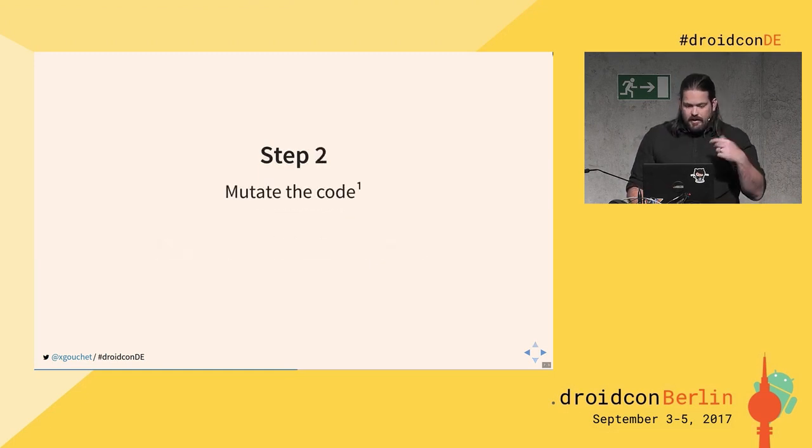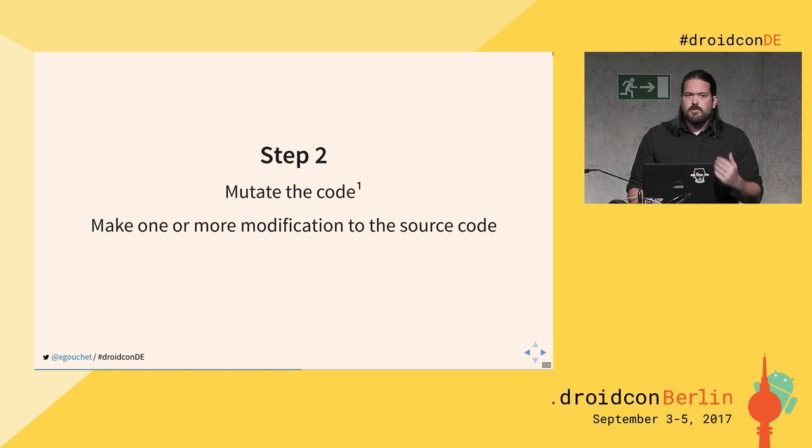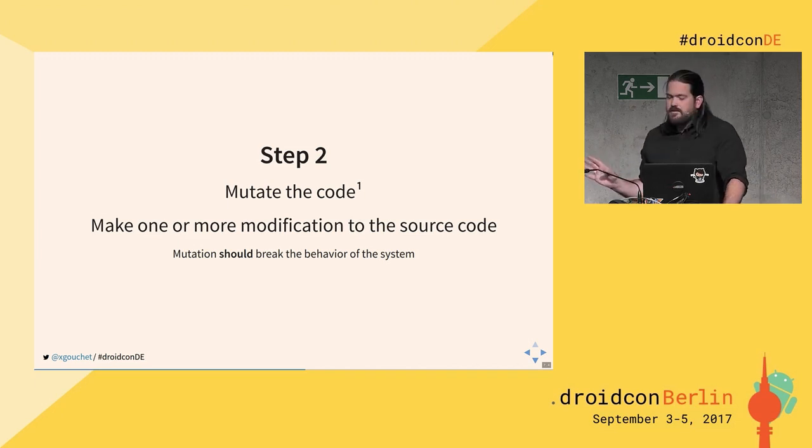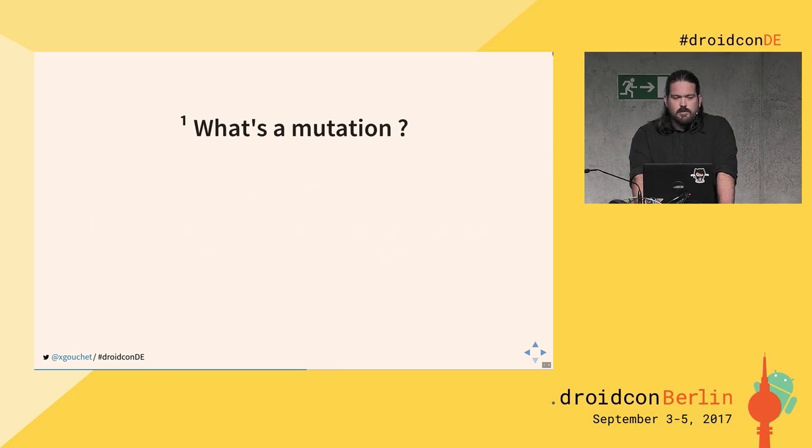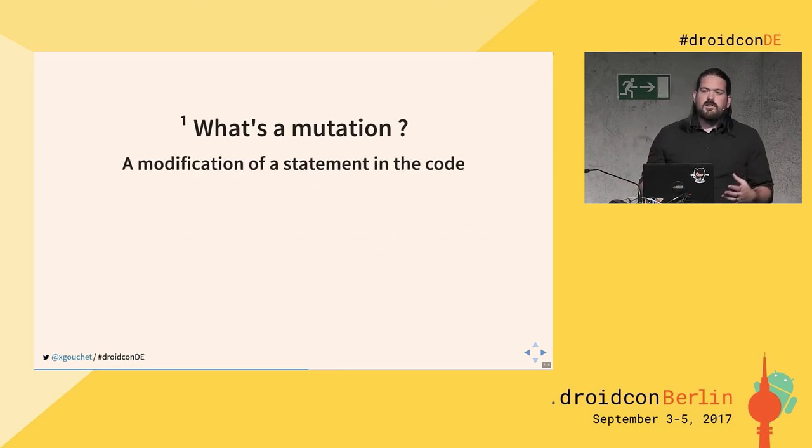So step 1, write the tests. It's pretty easy. You just make sure that all the tests are green. Step 2 is mutating the code. That is, you make one or more modifications to the source code. And hopefully, a modification of your source code should make the behavior of your code change. And if the behavior of the code changes, the tests should fail. Okay? So when you say you mutate the code, it's really your production code and not the test code. You mutate the source code of your app.